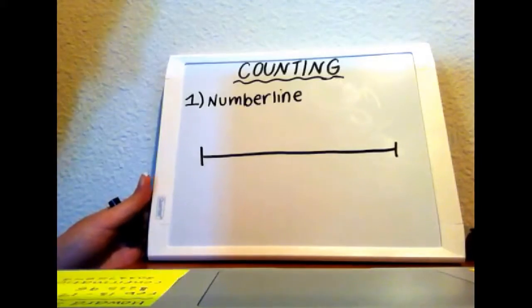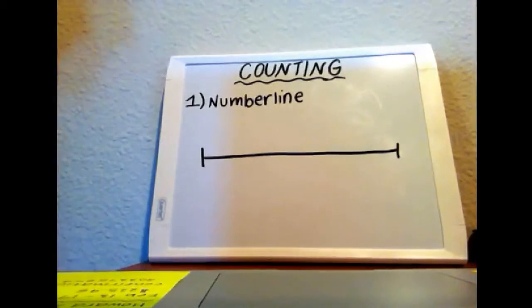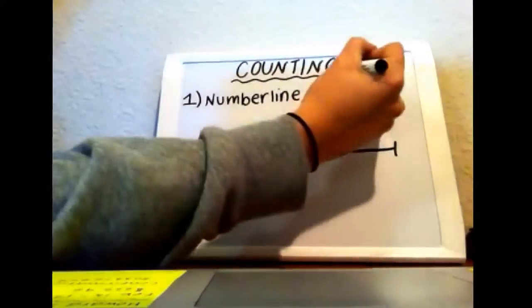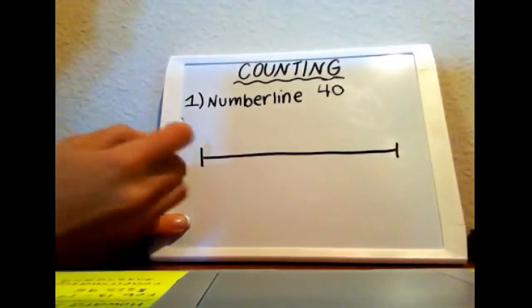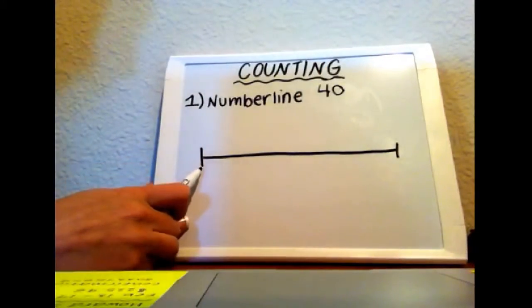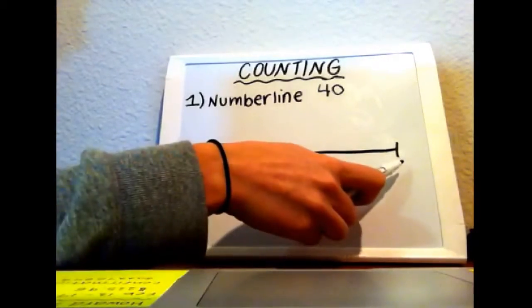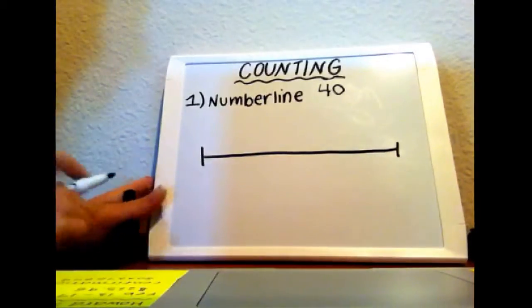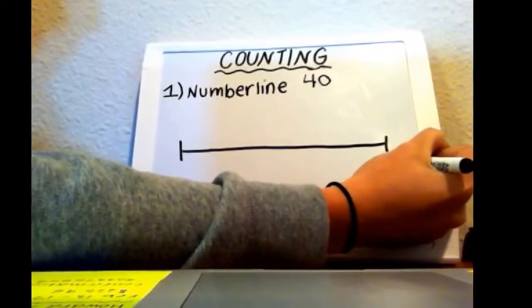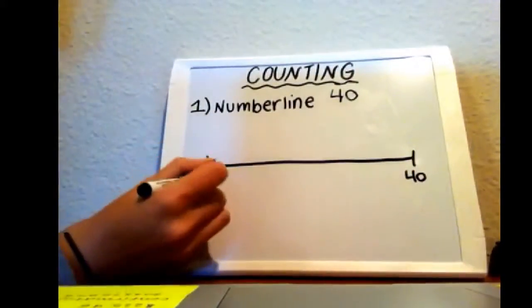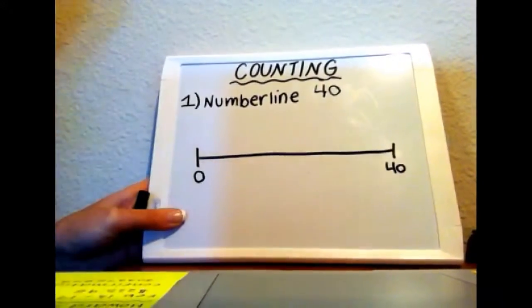Today we will use a number line to learn counting. The number we will be counting to is 40. To start off, we draw a basic number line that has a starting point and a finishing point. Since we're counting to 40, our finishing point will be 40. And our starting point will be 0.